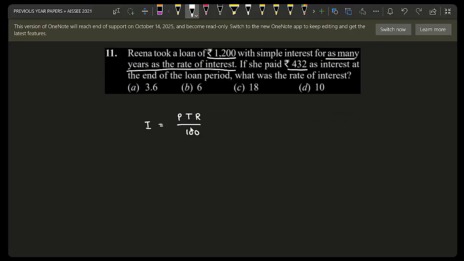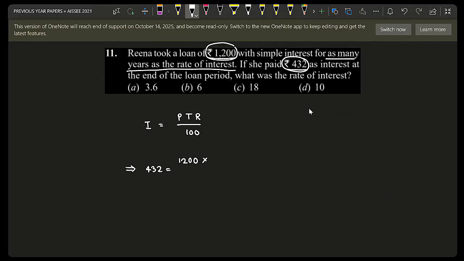What is I? Interest. What is P? Principal. What is T? Time period. And R is the rate of interest. We already got the interest in the question, that is 432 rupees, so in the I place we write 432. Principal: how much she borrowed first? 1200 rupees. In the P place we substitute 1200. Time period we don't know, rate of interest we also don't know, but we know one clue.